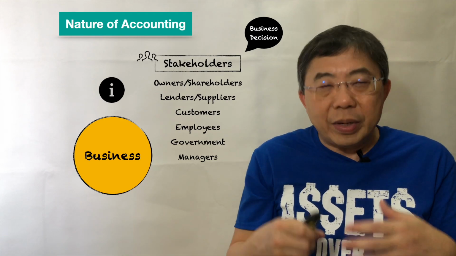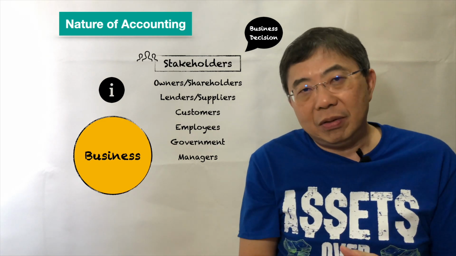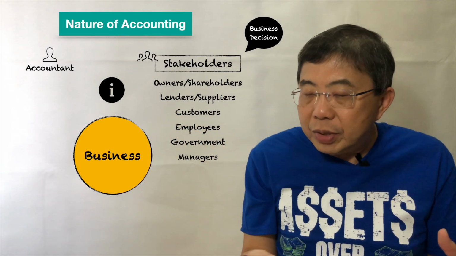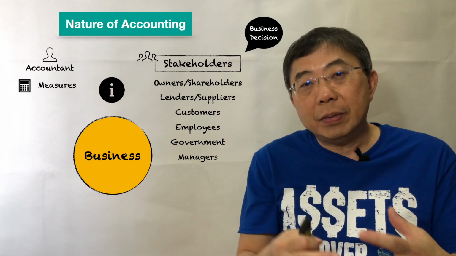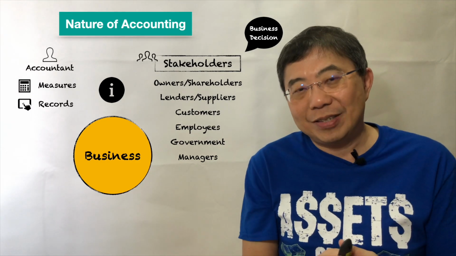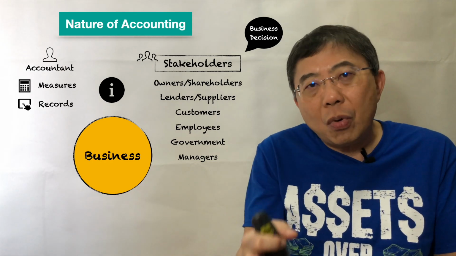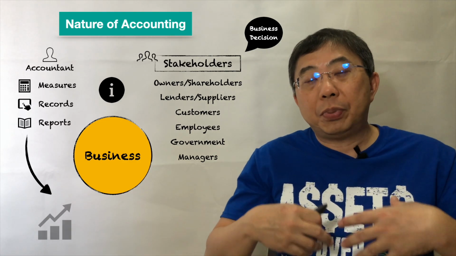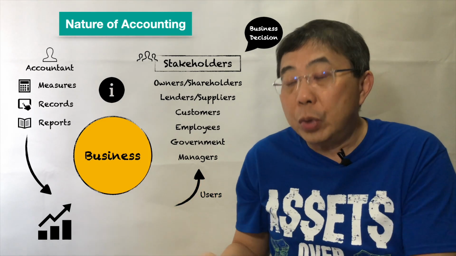So all these stakeholders, what they really need in order to make all these varied decisions is accurate and reliable information. Now, this is where the accountant comes in. What the accountant does is identify and measure the relevant business transactions. They then systematically record these transactions. They classify them into meaningful categories, and they summarize this information over a certain period of time. They do that in order to prepare meaningful reports to be provided to these stakeholders, who we also call users.